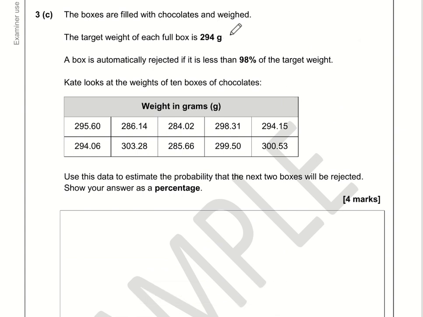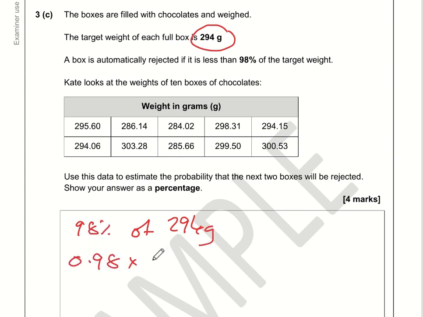Okay, so for this question we know that the target weight is 294 and it's rejected if it's less than 98% of this. So what is 98% of 294 grams? Well, the percentage multiplier for 98% is 0.98 times 294. This figure is the decimal equivalent of 98%. It's 98 divided by 100, and 0.98 times 294 is 288.12. So how many are less than 288.12?